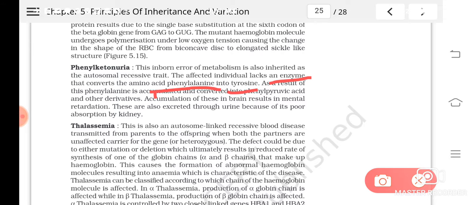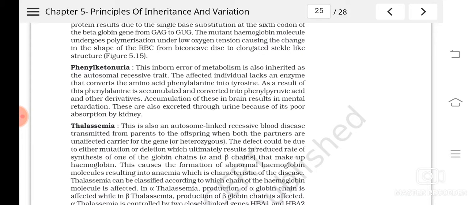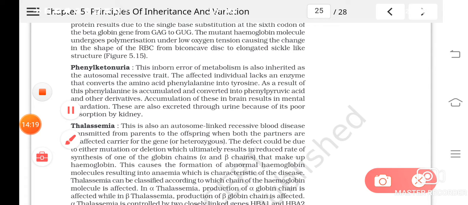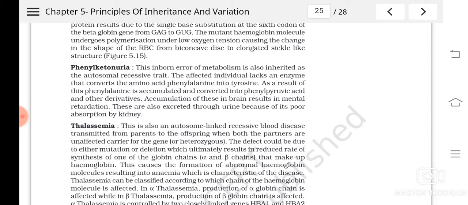Understood? So if that enzyme is not there to convert phenylalanine to tyrosine, what will happen? That will result in the accumulation of phenylalanine in the form of phenyl pyruvic acid and other derivatives. Phenylalanine will be converted to phenyl pyruvic acid and other derivatives, and this will result in mental retardation. What does this cause? Phenylketonuria.